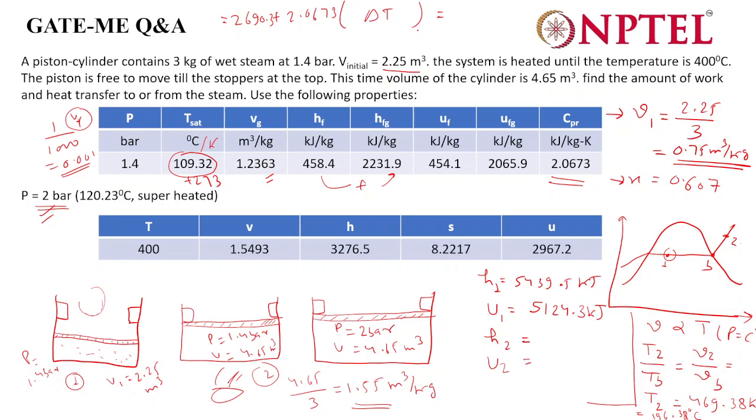Yes, I'm just... 8,609 kilojoule. Okay, after multiplying with 3 now. Yes, 8,000... 609.9. Okay. Same way we found H2, U2 we will do.